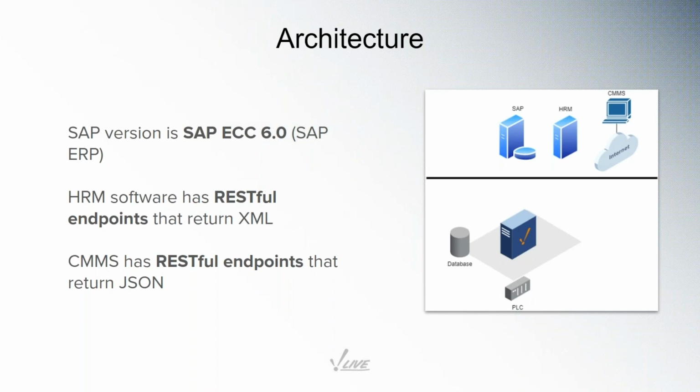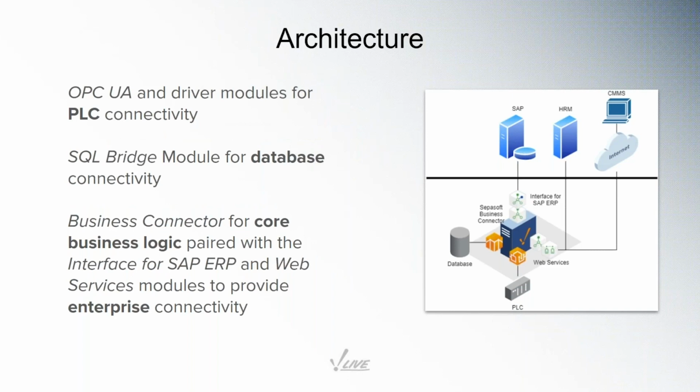Their HRM software, this is kind of the initial feasibility study that we did. They have a RESTful endpoint, and they return XML documents. And then the CMMS system, the cloud-hosted one, has RESTful endpoints that return JSON, which a lot of the more modern platforms work with. So we have all these different systems. We've got our Ignition server sitting in the middle. The next step is to figure out, how can we actually do this connectivity? And Ignition is a really, really good platform for doing this.